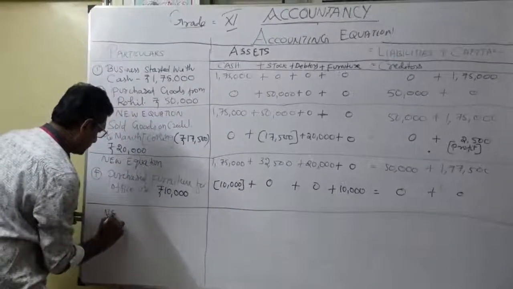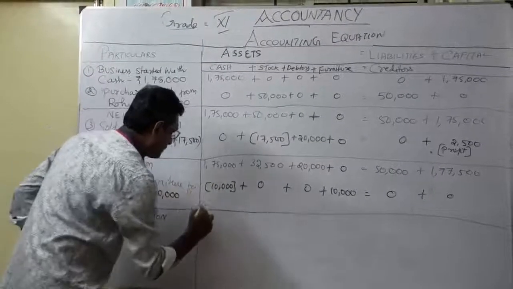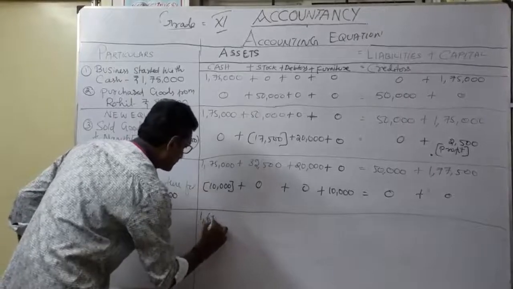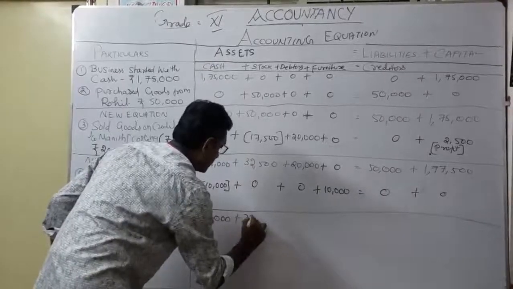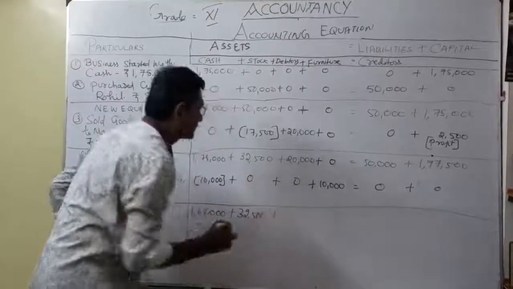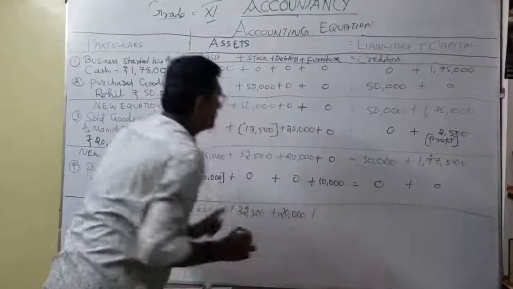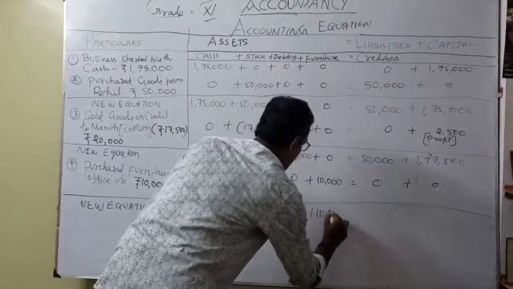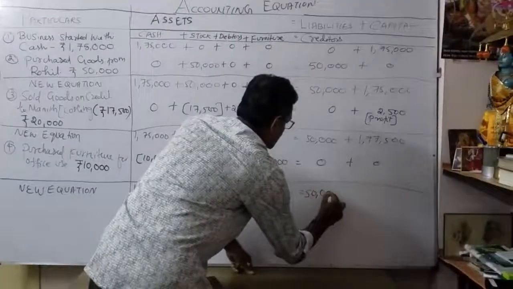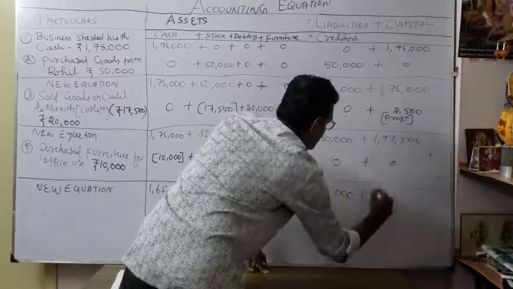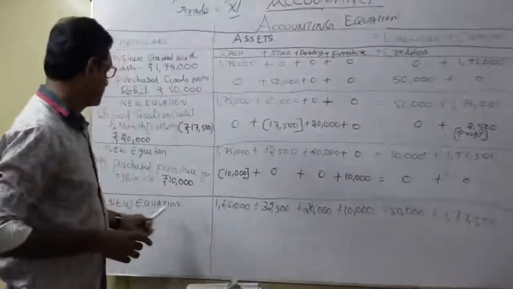Okay, so the new equation. How much? My cash reduced, so 1,65,000 here. Similarly, my stock, see, 32,500 plus my debtors 20,000, plus my furniture 10,000, is equal to my creditors still 50,000 plus my capital, how much? 1,77,500. So understood? That's our new equation.